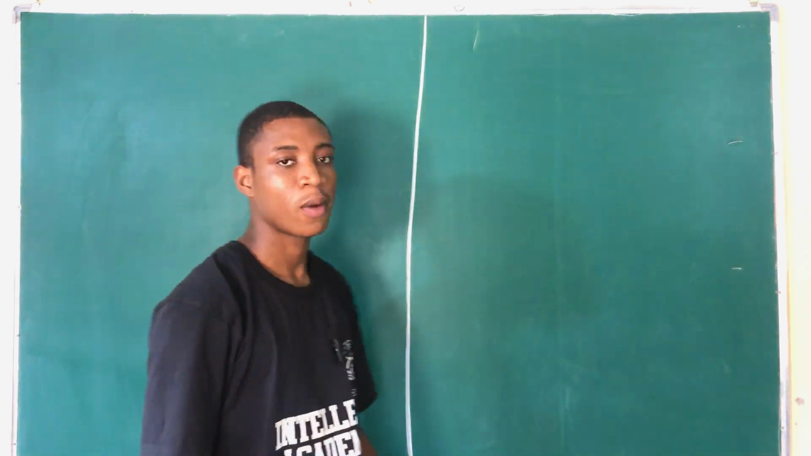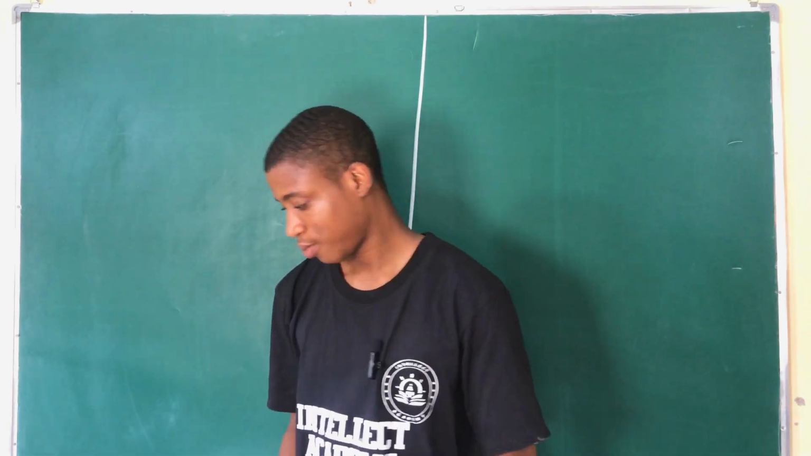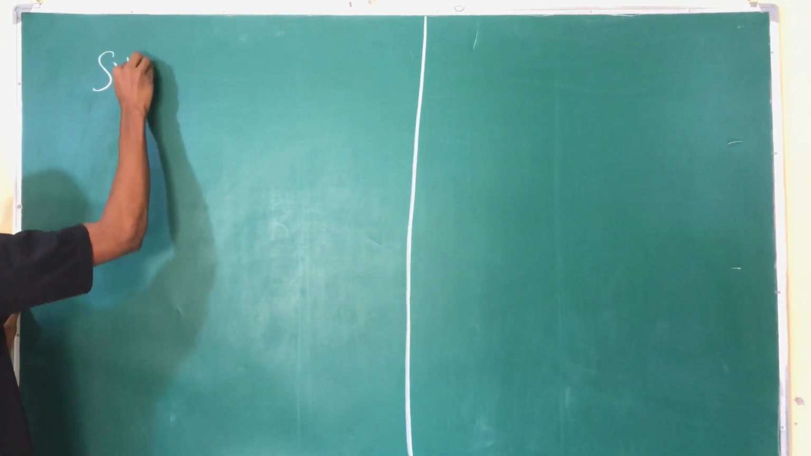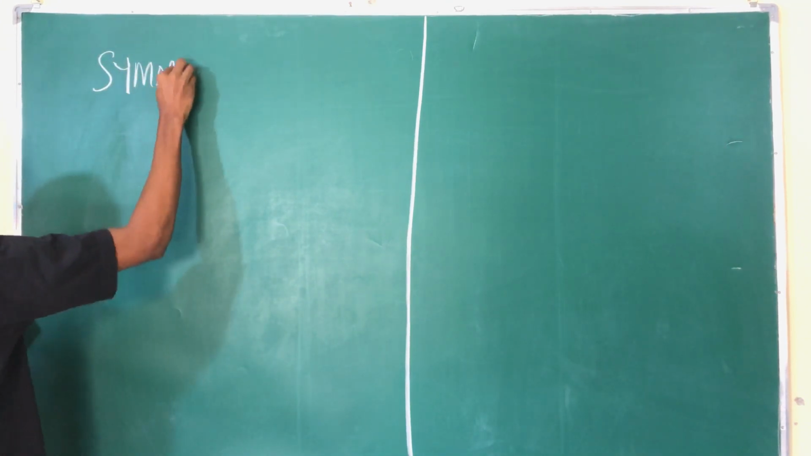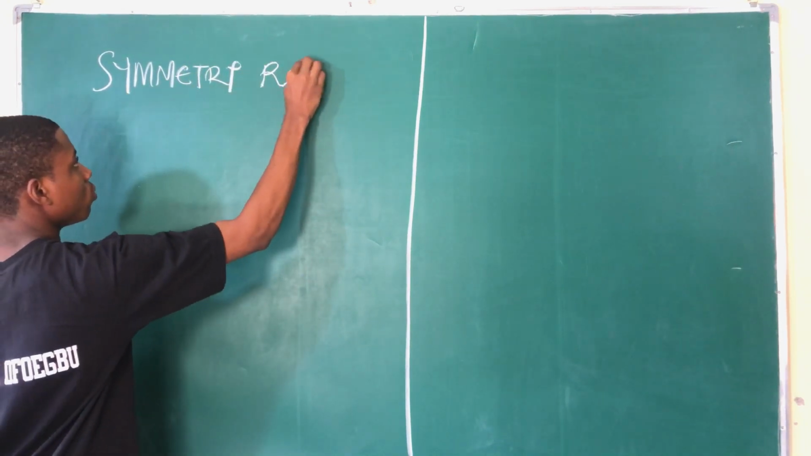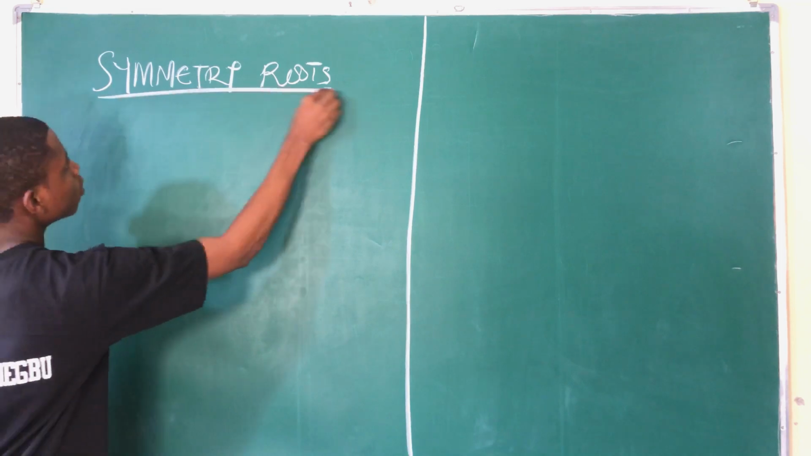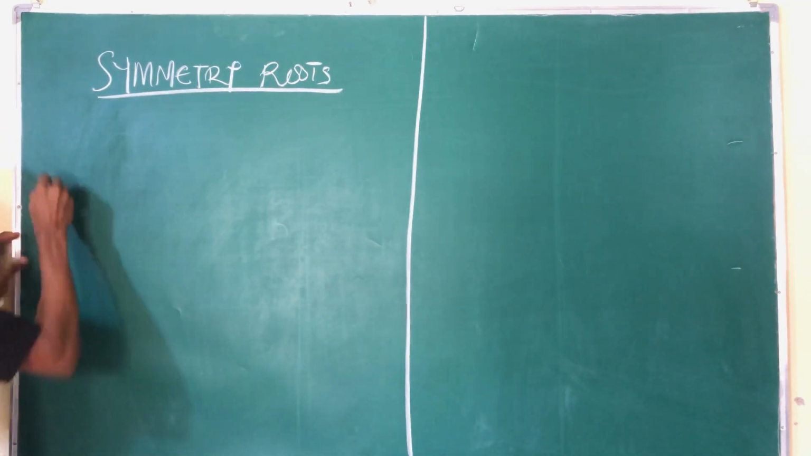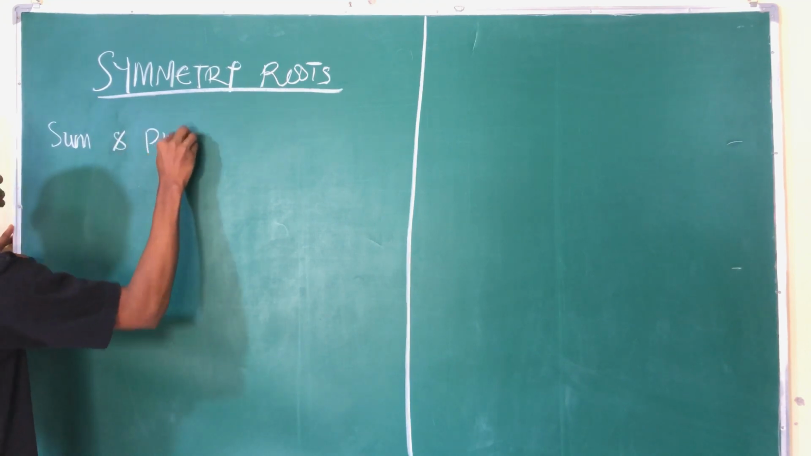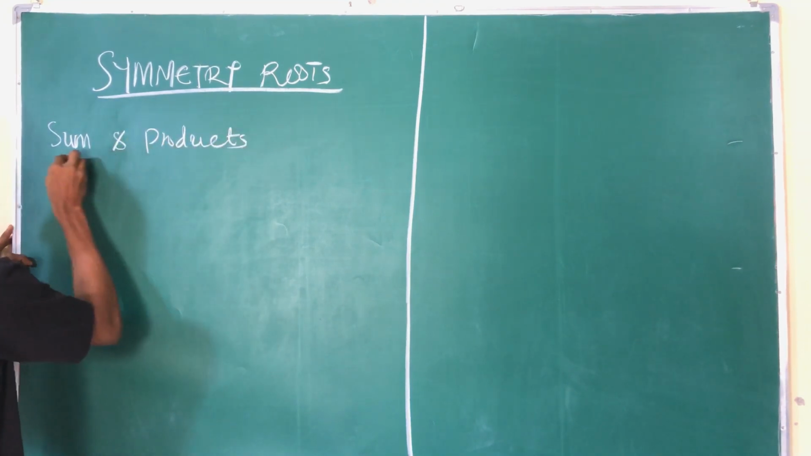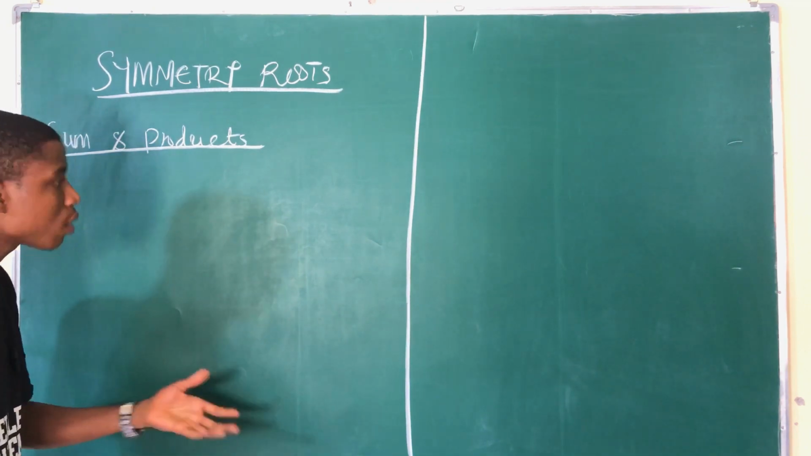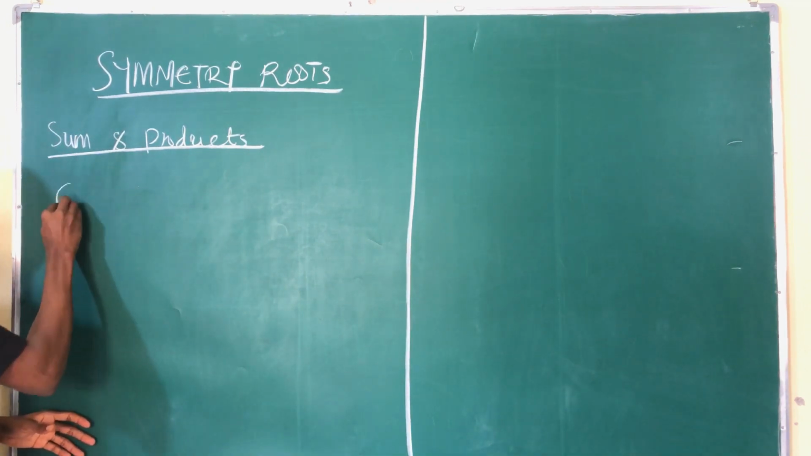Okay, today let's talk about symmetric roots. Under symmetric roots, we're looking at sum and product. Now, we said the general form of a quadratic equation is given by what?